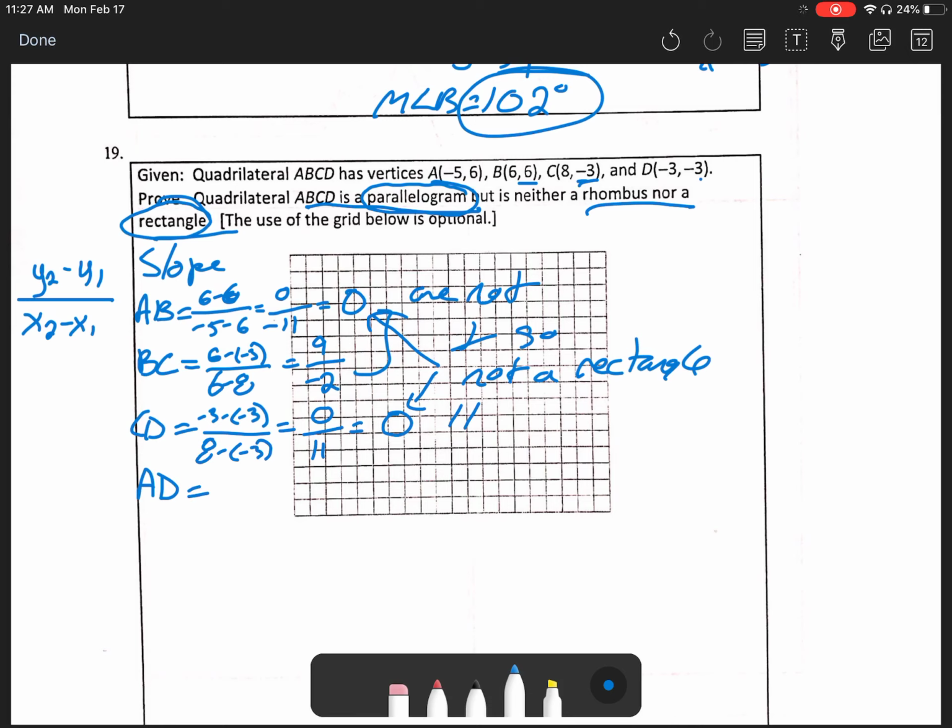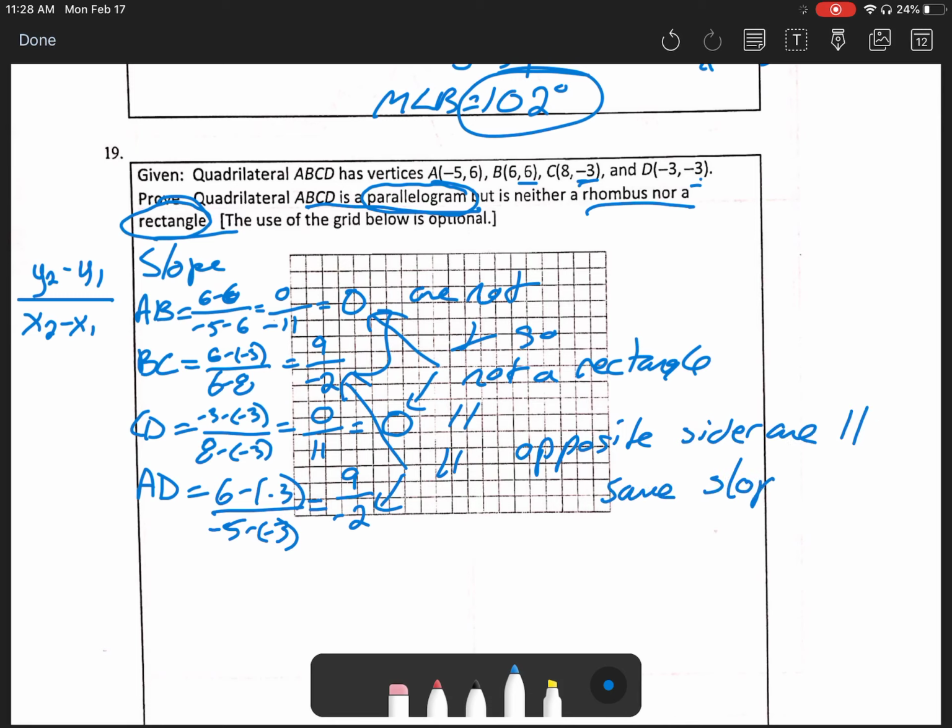A to D, so this is going to be 6 minus negative 3 over negative 5 minus negative 3. Again, we have 9 over negative 2, which also shows that these two sides are parallel. So we know opposite sides are parallel, because they have the same slope.